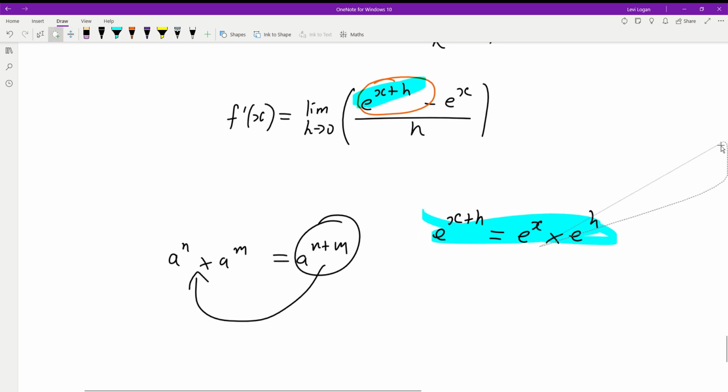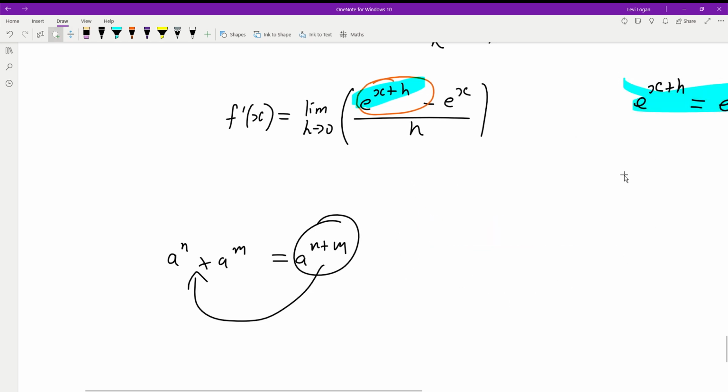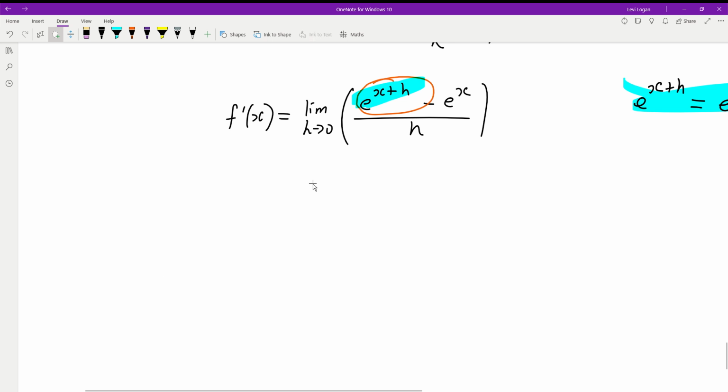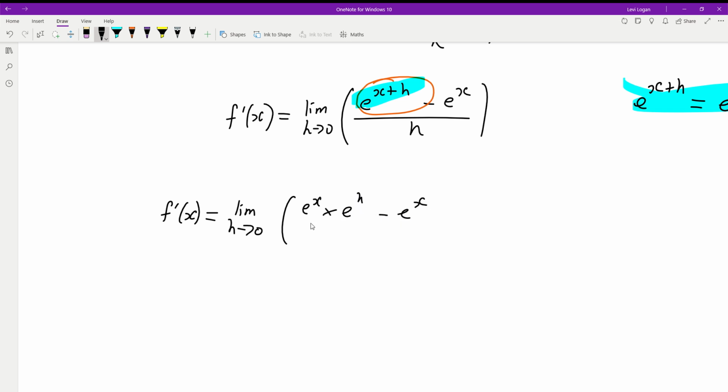So I'll just move this to the side, and I move this out of the way. So I can get f dash of x equal to the limit as h goes to 0 of, and then I can break this up, e to the x times e to the h minus e to the x all on h. Now I can see there's something in common, this guy and this guy.